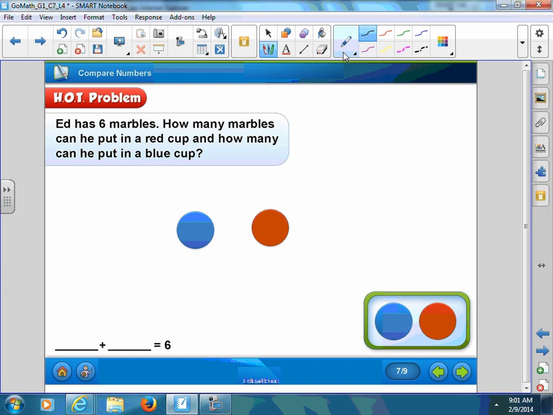I'm going to go with black so it'll show. If I do 1, 2, 3, then I would say 4, 5, 6. You don't even have to do that because you all are so super duper smart. You could do 3 plus 3, 4 plus 2, 5 plus 1. You just have to make sure that both cups have a marble.